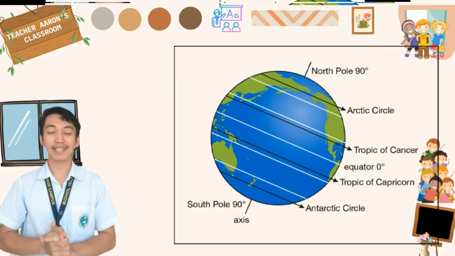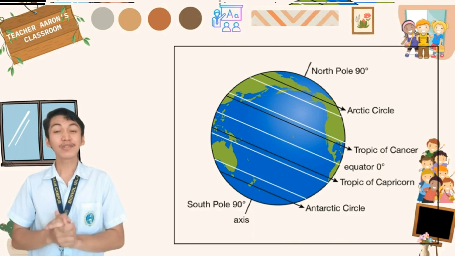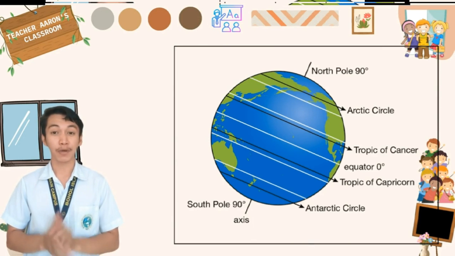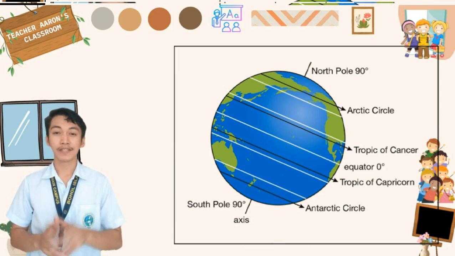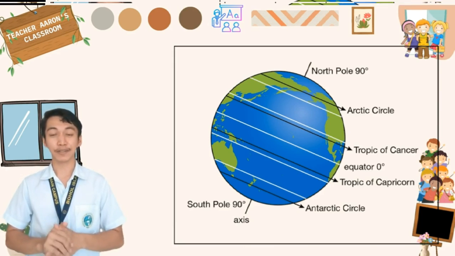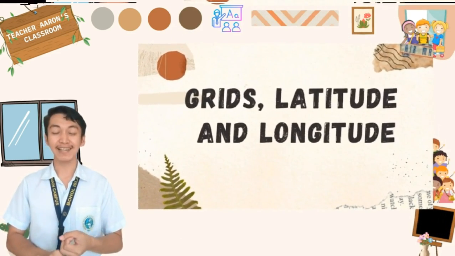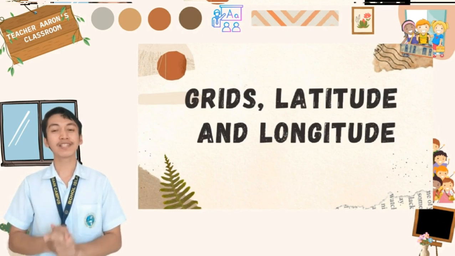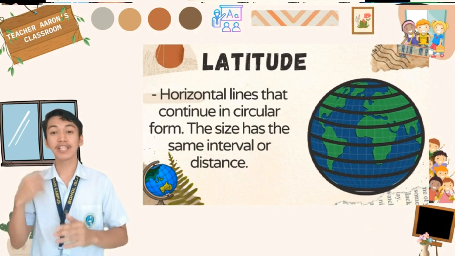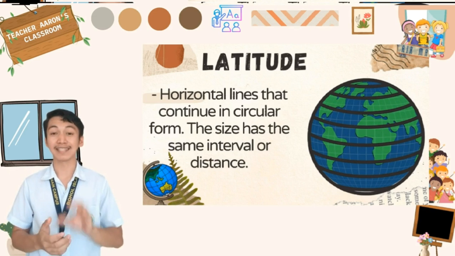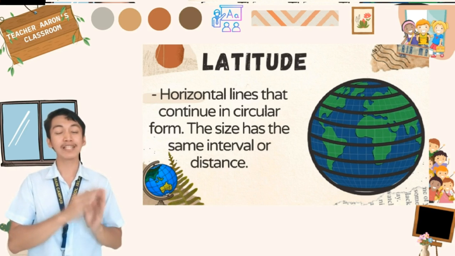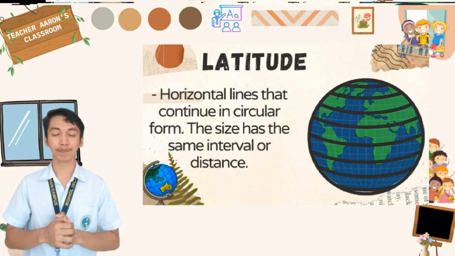Okay, now let's proceed to the globe. For us to locate specific places, especially our country, we need to know the basic terms relevant to the globe. So have you seen the lines on the globe? If you did, these lines are called latitude, longitude, and degree. So first, let's go with latitude. Latitude, these are horizontal lines that continue in circular form, and it has the same interval from each other. So this goes or moves from east to west or vice versa.